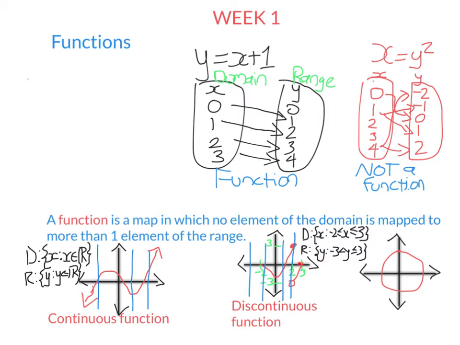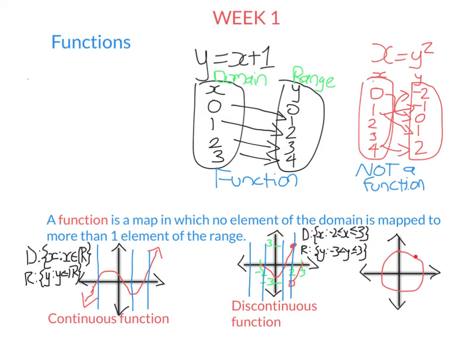Now for the range, it's similar. Y is between minus 3 and 3, but y can't equal minus 3 because we don't include that point there. So that's why this is not a less than or equal to, but essentially says the same thing. Y is between minus 3 and 3, not including minus 3.